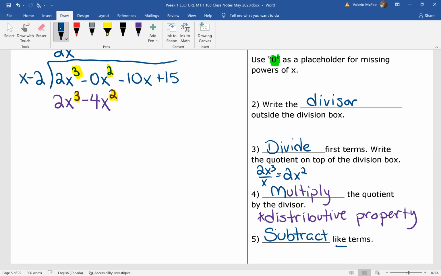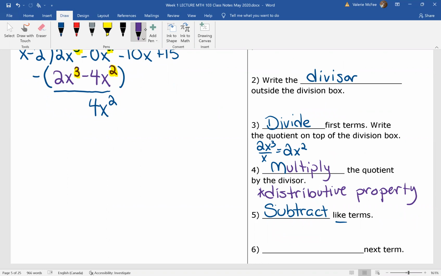Remember that like terms have the same variables raised to the same power. So we're subtracting all of this. I hope you remember that vertical subtraction from Math 99. 2x cubed minus 2x cubed is 0. It should always be 0 here. If it's not, you've made a mistake. Now we have 0x squared subtract negative 4x squared. That's the same as 0x squared plus 4x squared. Be careful when you're subtracting.